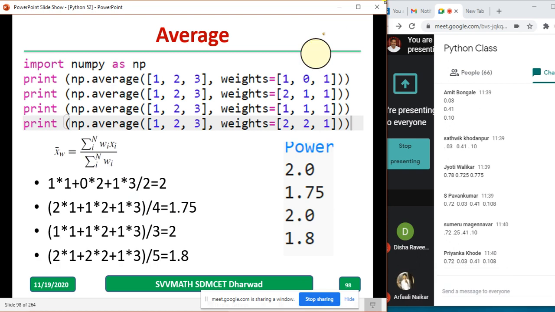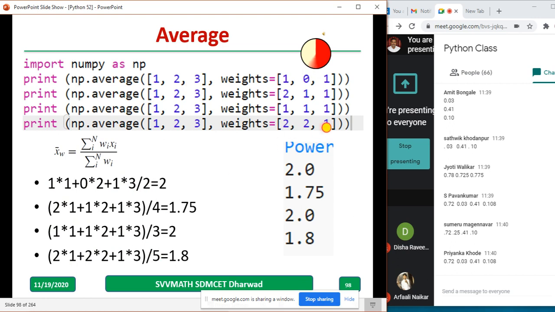How actually it is calculated, you have 1 minute maximum. What I am doing, everywhere 1, 2, 3 is there. The only difference is what you are multiplying. 1, 0, 1 I am multiplying: 1 into 1, 0 into 2, 1 into 3. Next time 2, 1, 1: 2 into 1, 1 into 2, 1 into 3. Next time all 1s: 1 into 1, 1 into 2, 1 into 3. Next time 2, 2, 1 I have to multiply: 2 into 1, 2 into 2, 1 into 3, divided by the total weight.